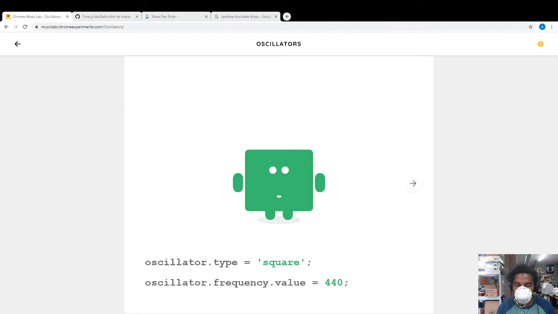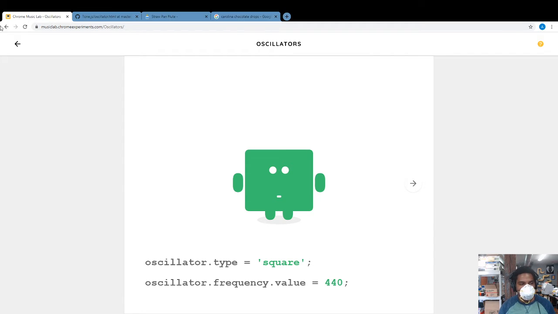Now, what is an oscillator? It is a machine. It's called a synthesizer. Well, it creates sound, basically. What it does, it takes a certain pattern, and depending on how fast or how slow you want it, it produces a certain type of sound.